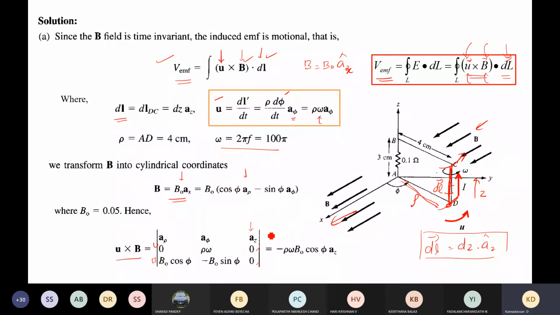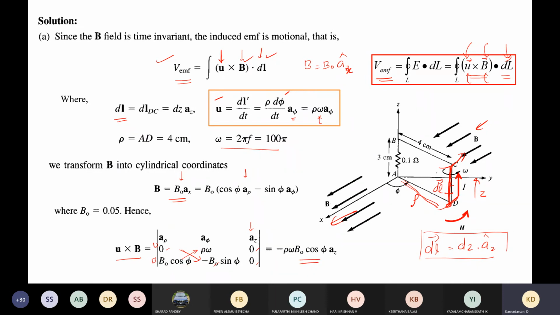This is a very simple rule. So that is why you have to calculate only for the Z axis alone. With respect to the Z axis, you will multiply this and this. For this it is plus, for this it is minus. Anyway, 0 into this value becomes 0 itself. So you will get minus rho omega beta naught cos phi. That is what is given here.